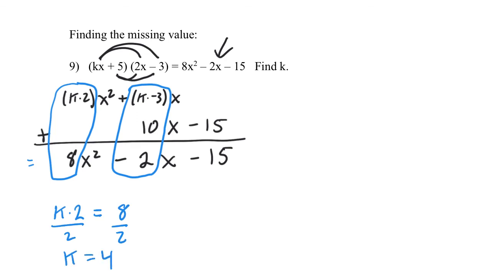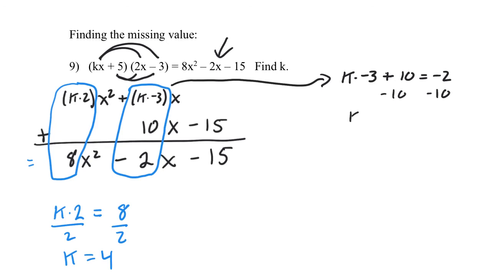Okay. Now I'm going to show you how to do it with this other column, and we should get the same answer. So what this is saying is that k times -3 plus 10 needs to equal -2. Okay, so it's just a little bit more of a complicated equation, but it's still one that we can definitely solve. So we can subtract 10 from both sides. K times -3 needs to equal -12. Divide both sides by -3. K equals 4. So no matter which way we do it, we get the same answer. It's just you can strategically pick a direction that is going to make it a little bit easier on you if you want.